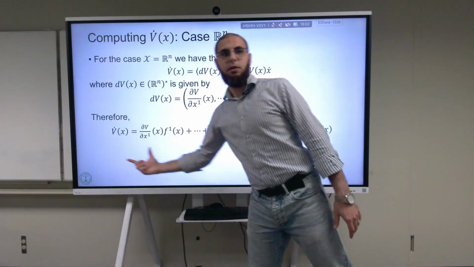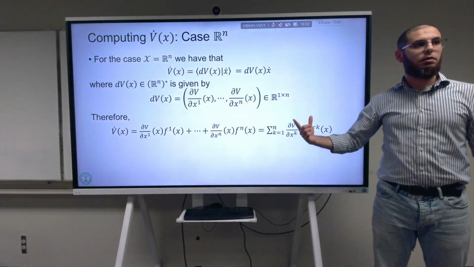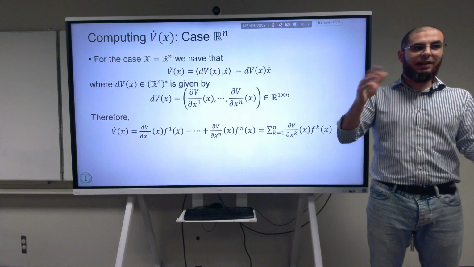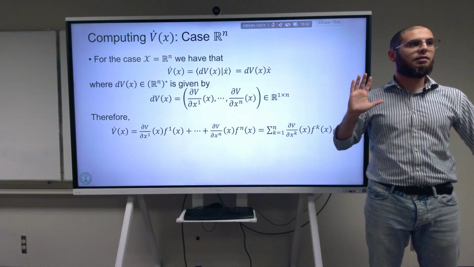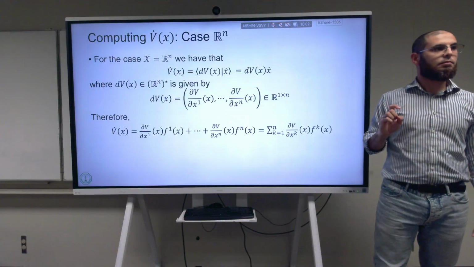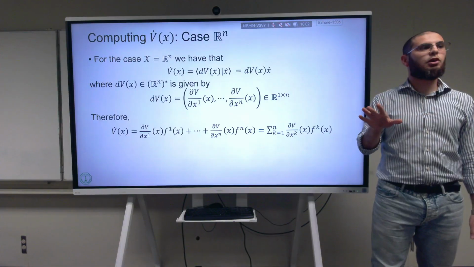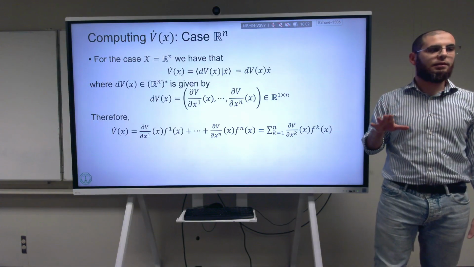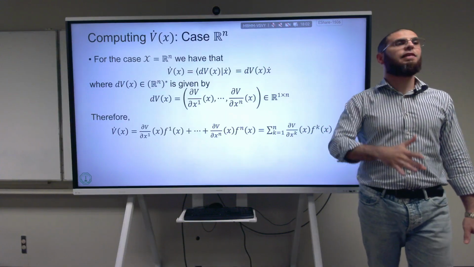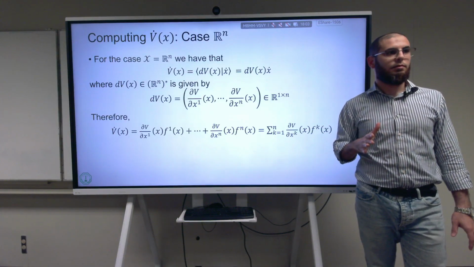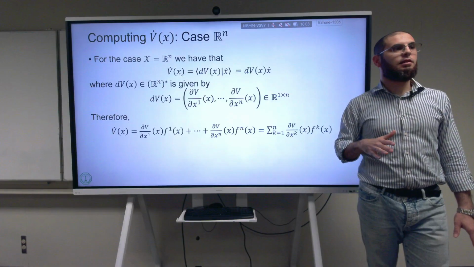But the gradient, is it a vector or a covector? Now that's the question. The gradient of a scalar gives a vector. Now you're talking about something completely different: the gradient of a scalar is a vector. The gradient of V here, V is a vector, right?